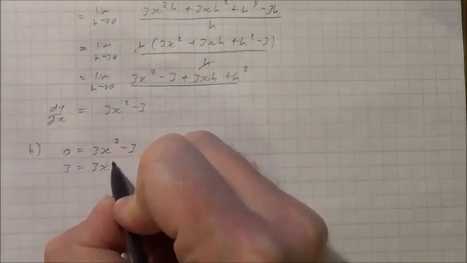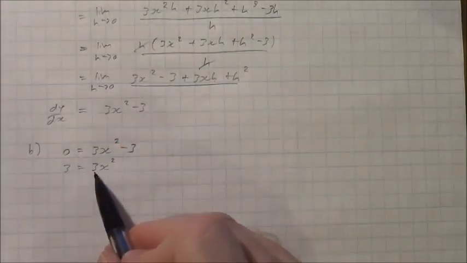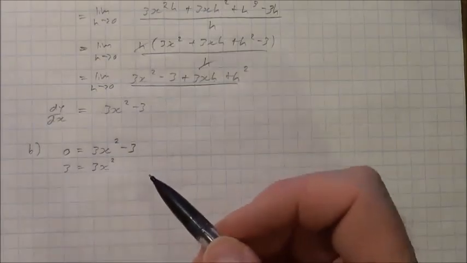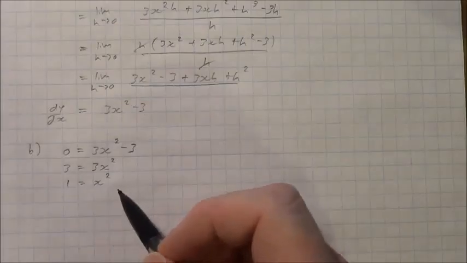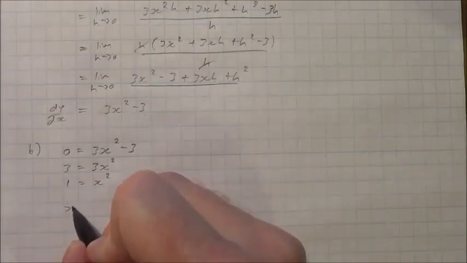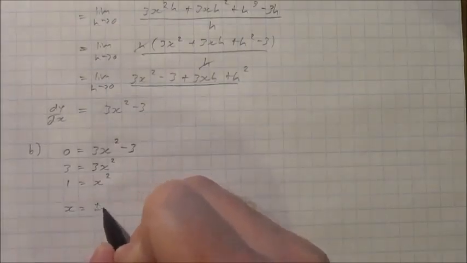So we'll add 3 to both sides to get 3 equals 3x squared. Divide both sides by 3, so we're left with 1 equals x squared. And then we take the square root of both sides, we end up getting x equals plus or minus 1.